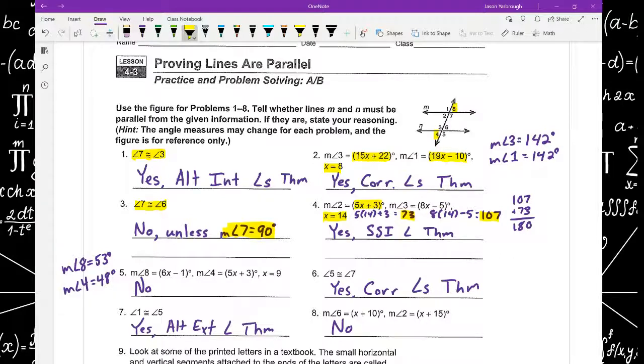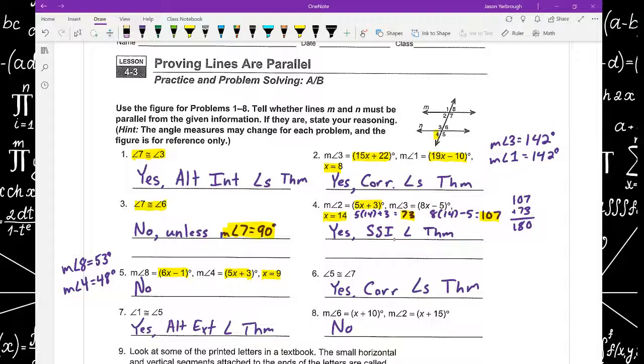In order for alternate exterior angles to prove lines parallel, they have to be congruent. So what we're going to do is plug in 9 to both of these expressions. When we plug in 9 to measure of angle 8, we end up getting 53 degrees. When we plug into measure of angle 4, we get 48 degrees. 53 is not the same as 48, so therefore this proves that these are not parallel lines.